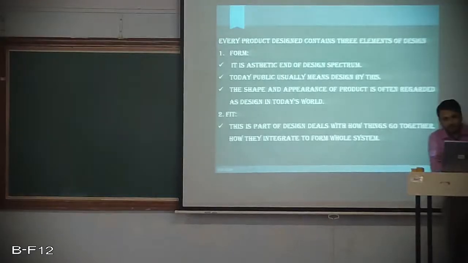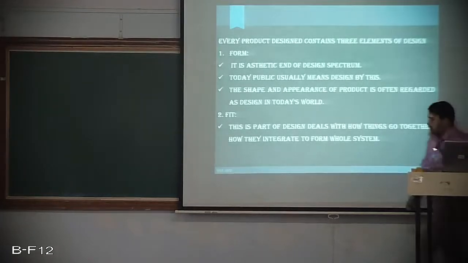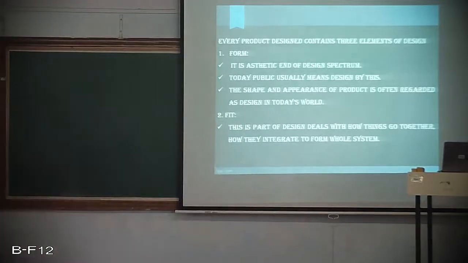Next, every product design contains 3 elements of design. That is true. So every product that we are designing contains these 3 elements of design. Basically, the first one is the form. What is form? It is the aesthetic end of the design spectrum.